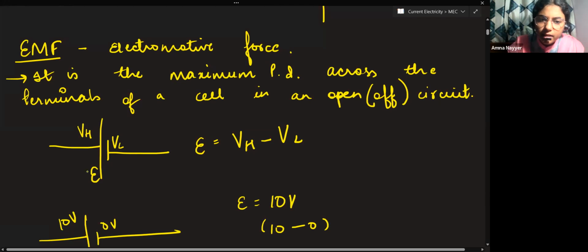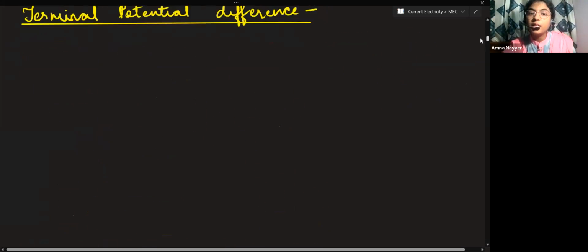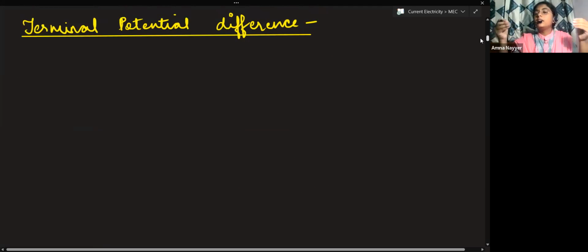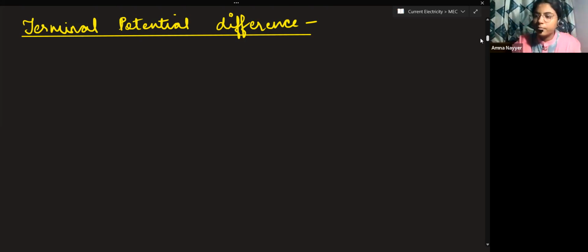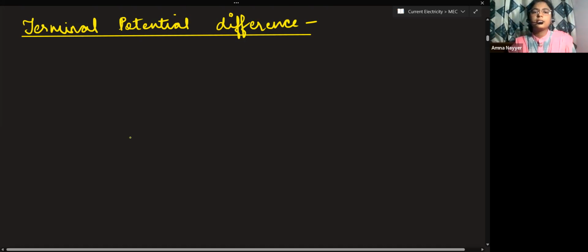Because basically here you have a resistor which you can draw also in this manner. If you have a resistor along with it, then the voltage of this resistor, that will be the EMF. But in case of terminal potential difference, it means potential difference across the external resistor. What is an external resistor? First, let me write down the definition of terminal potential difference.